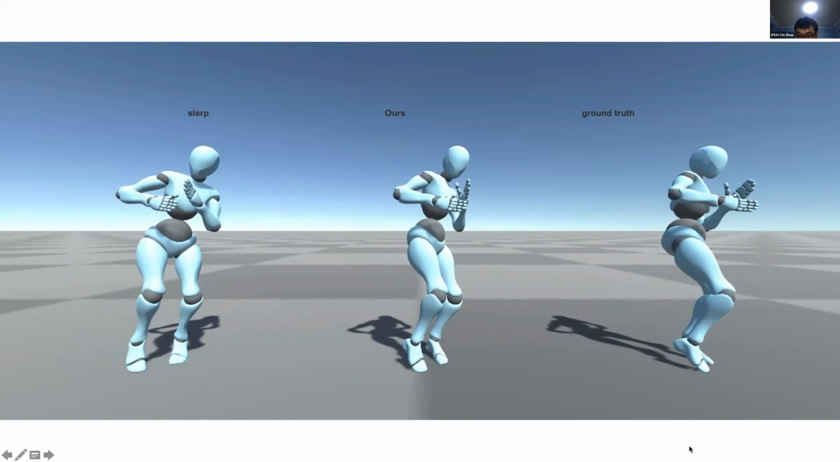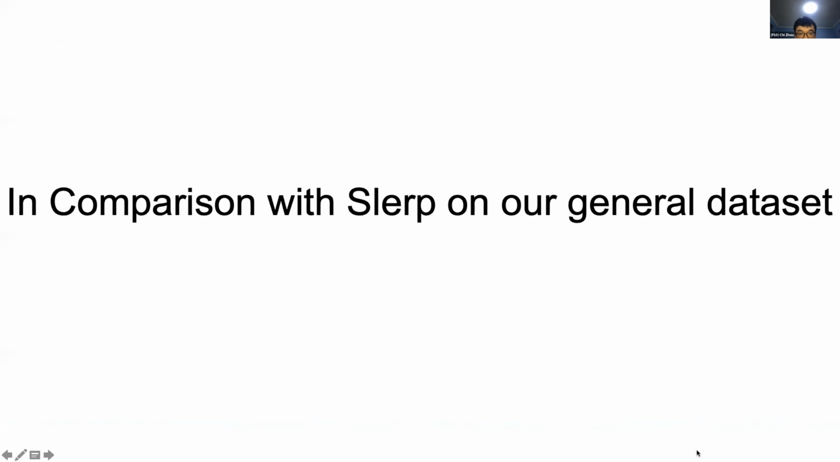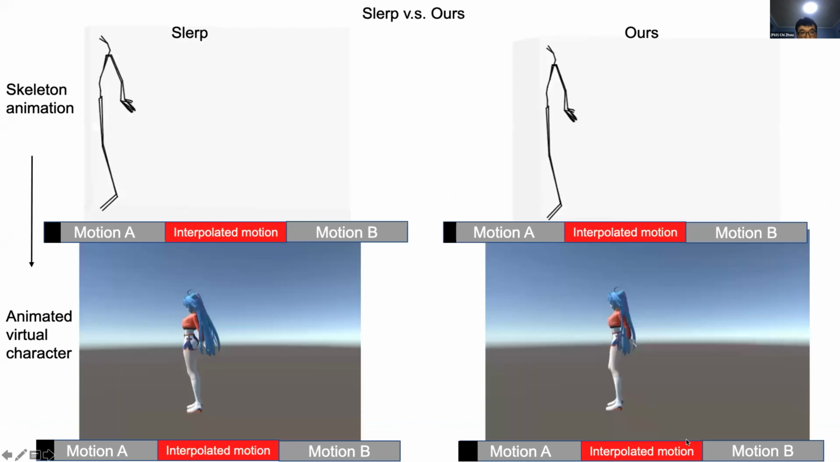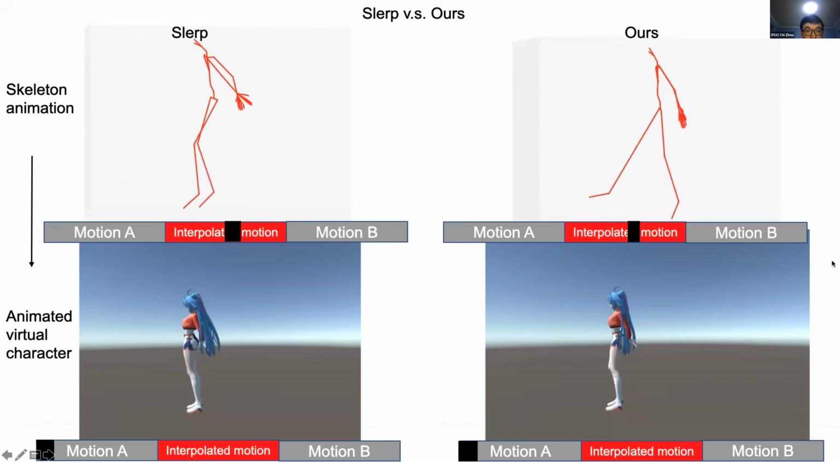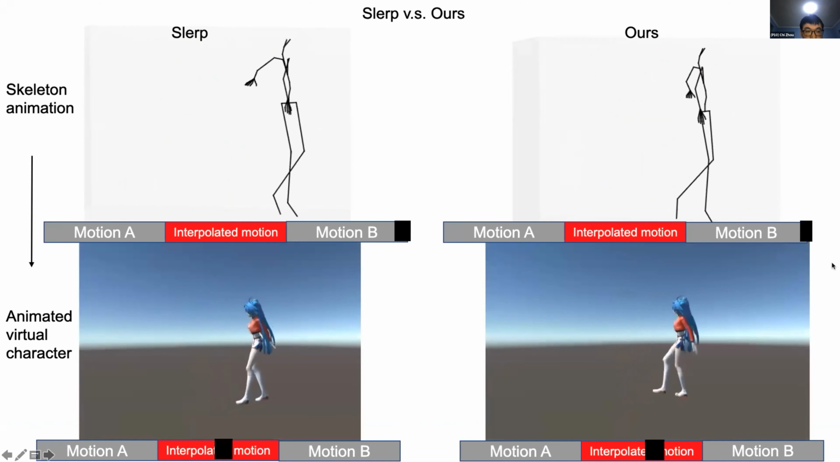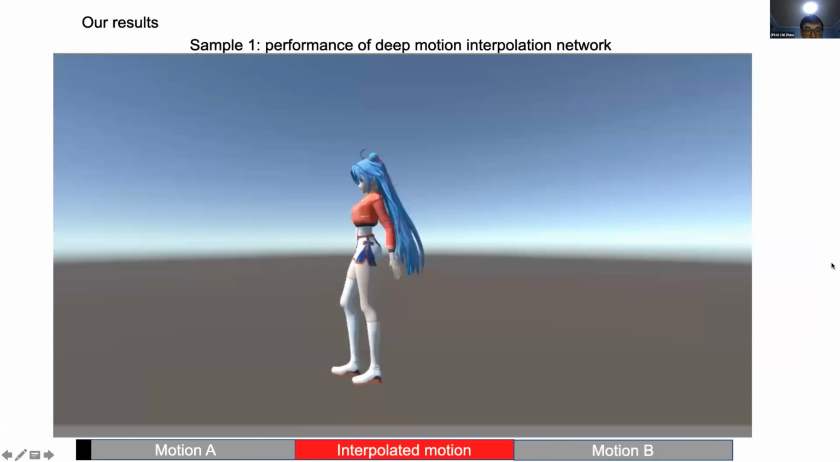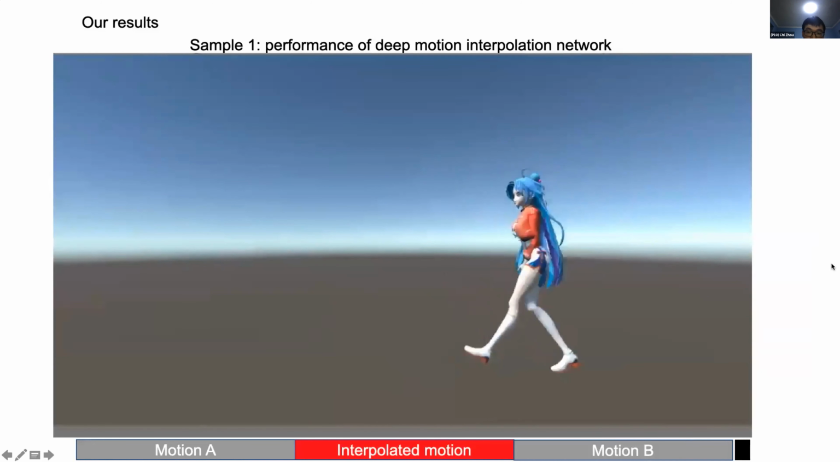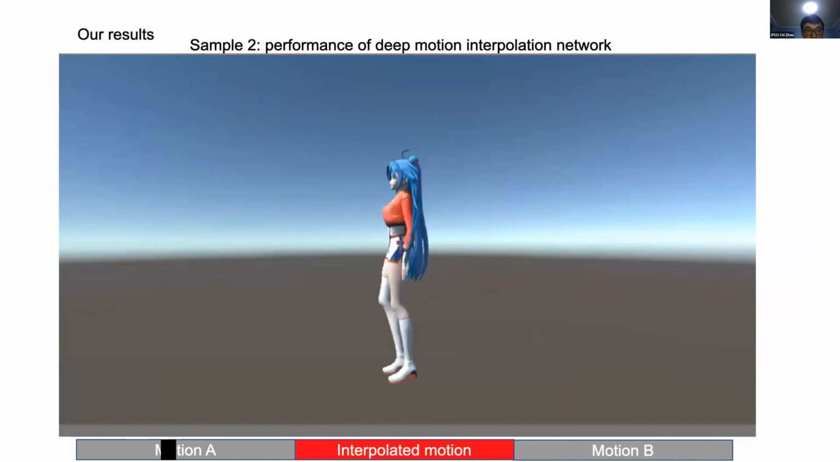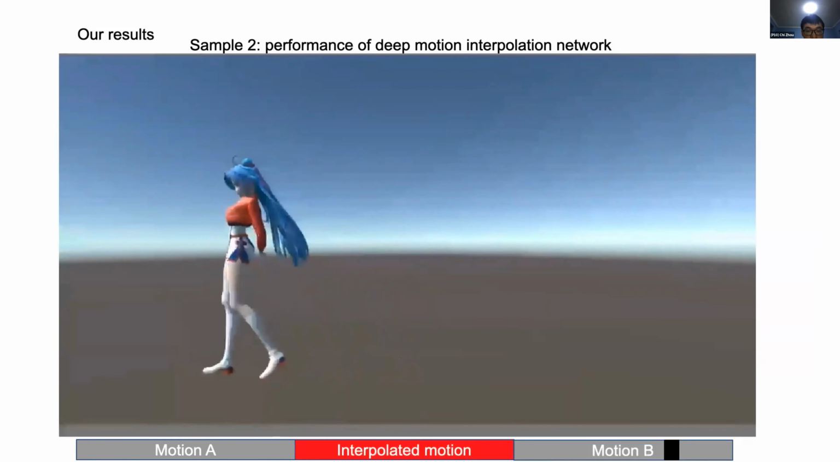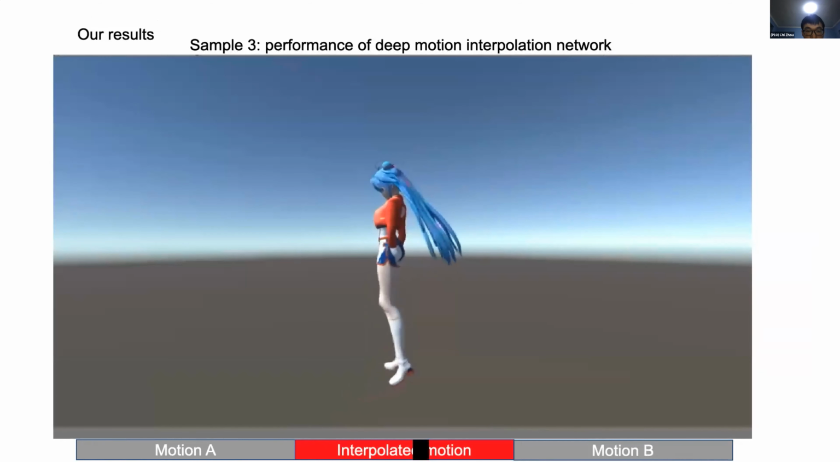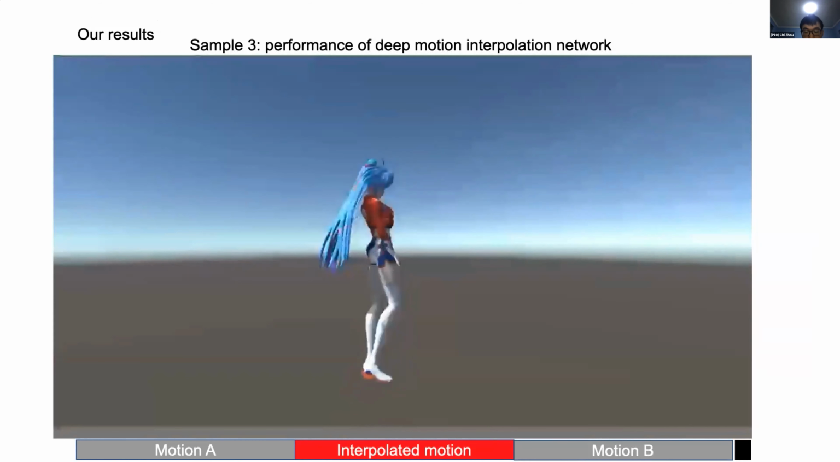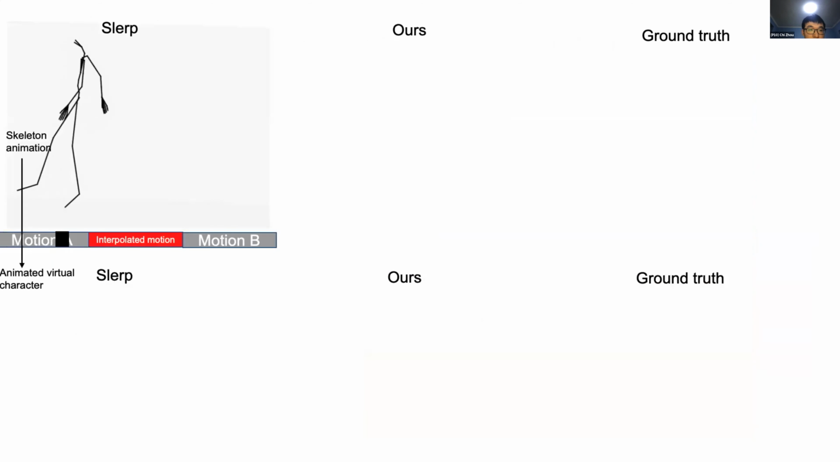And I'd like to share more results for our dataset, comparing SLURP and ours. This is the result of motion interpreted by our network. And there are more results.